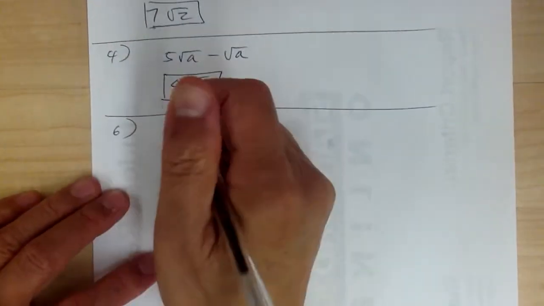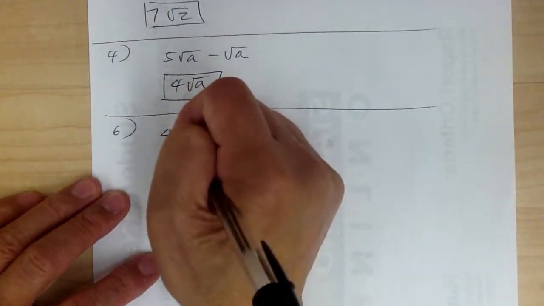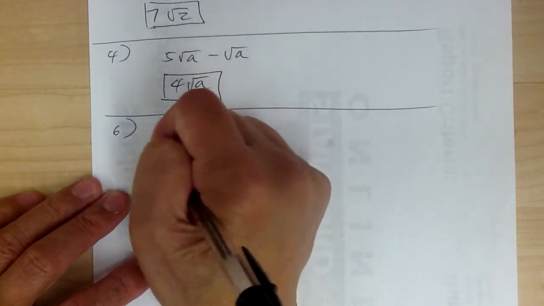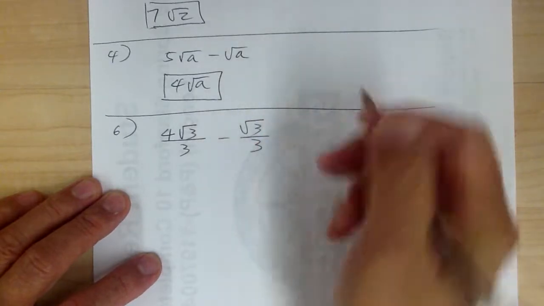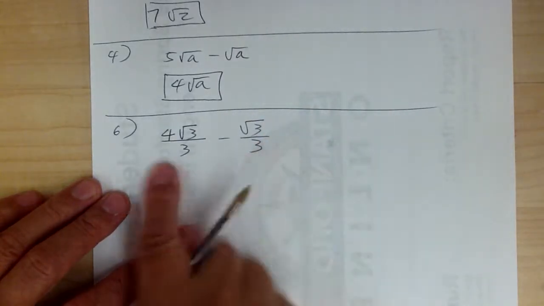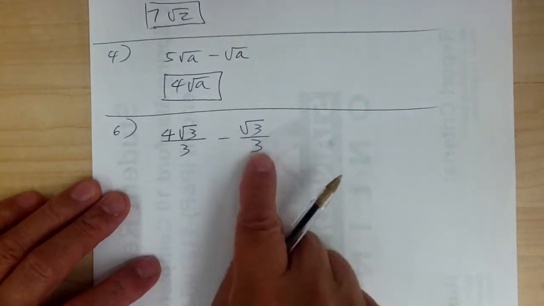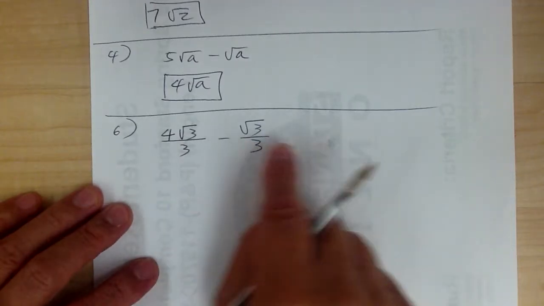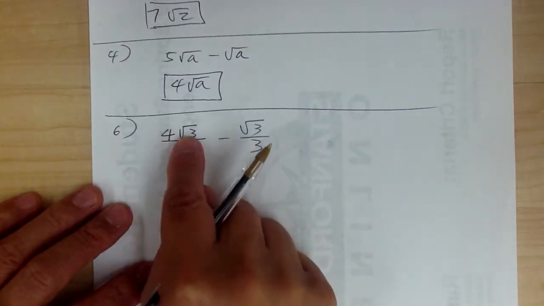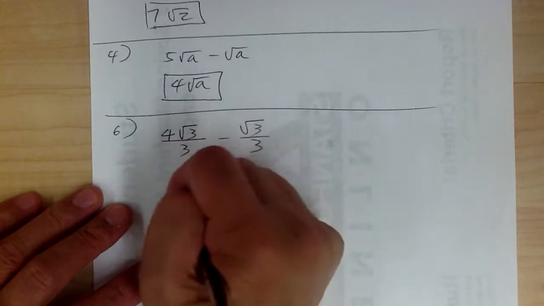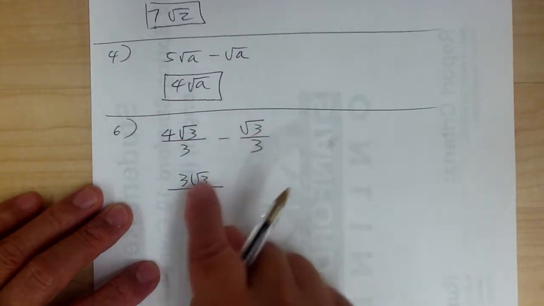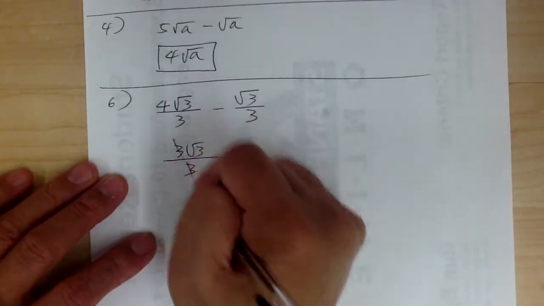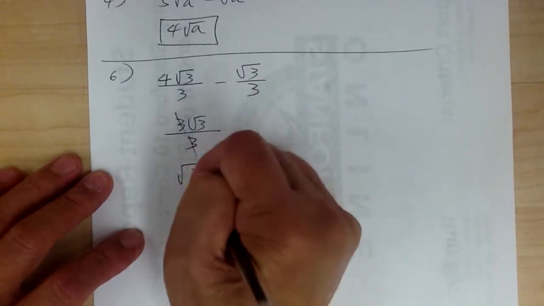Okay, number 6. I'm going to write it a little bit differently. So it's 4 square root of 3 over 3 minus square root of 3 over 3. First, when you have a fraction, you have to check for a common denominator. So you have a common denominator, so you can add or subtract. You've got 4 square root minus 1 square root, so you get 3 square root. So 4 square root of 3 minus 1 square root of 3 gives you 3 square root of 3. And the 3 will cancel out, so your answer will be just square root of 3.